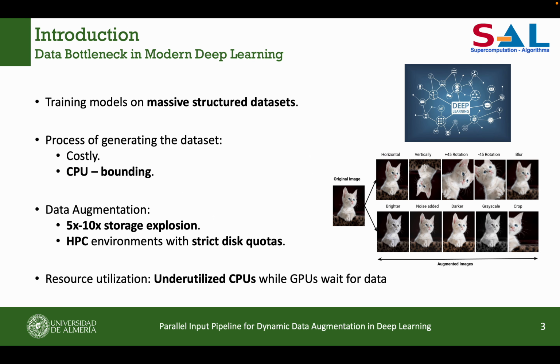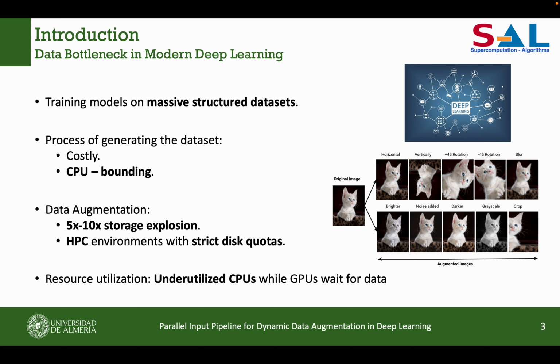Well, in the introduction, we want to remark that currently there is a data bottleneck in modern deep learning architectures. The deep learning models are trained on massive structured datasets, and the process of generating this dataset can be very costly and mainly CPU bound. For example, if we are dealing with human pose images that must represent the key points of a person, we have the key points in CSV format, and these key points have to be represented in an image.